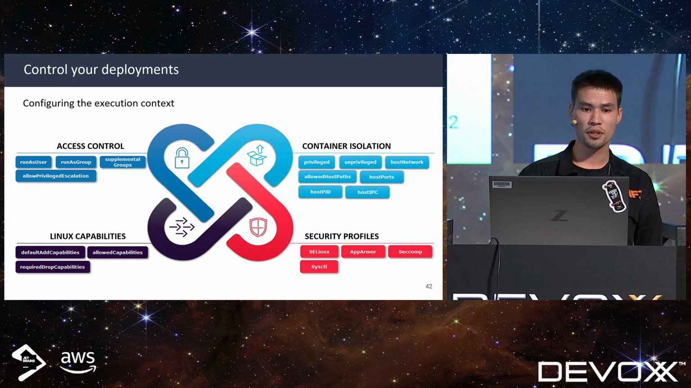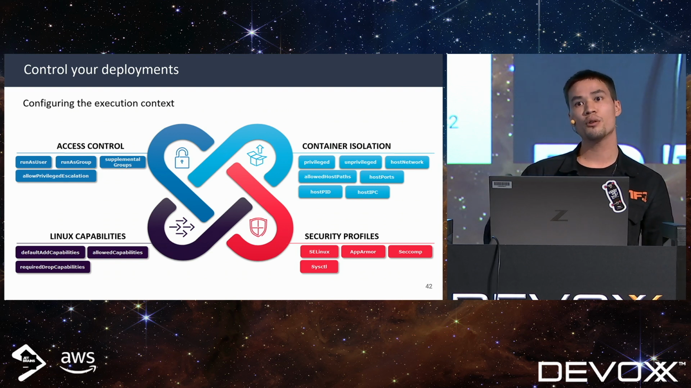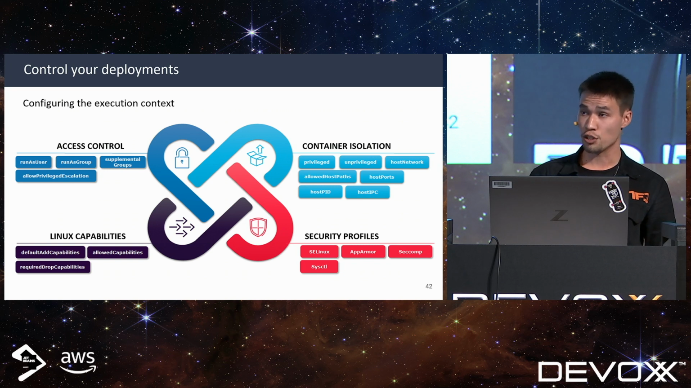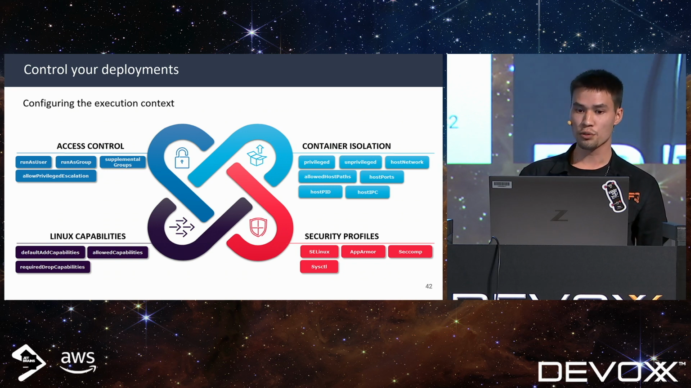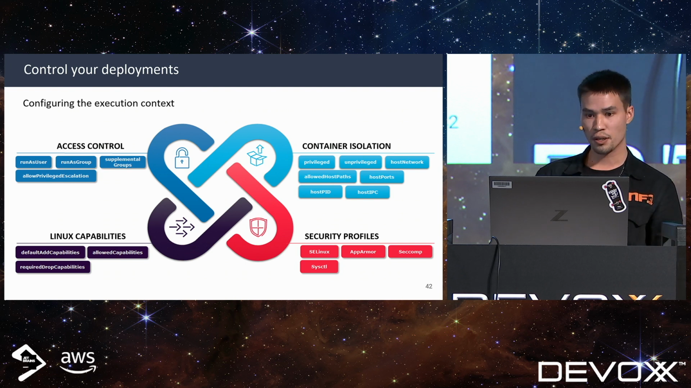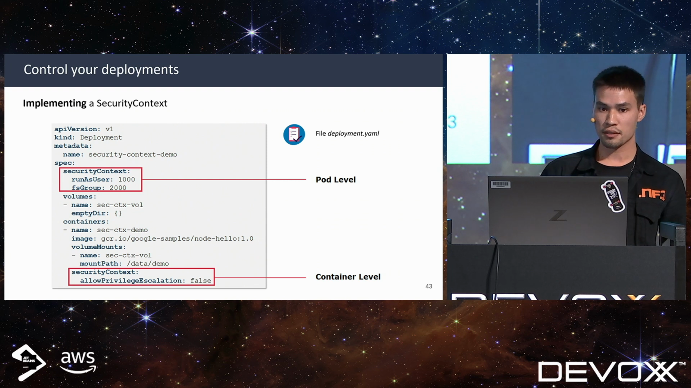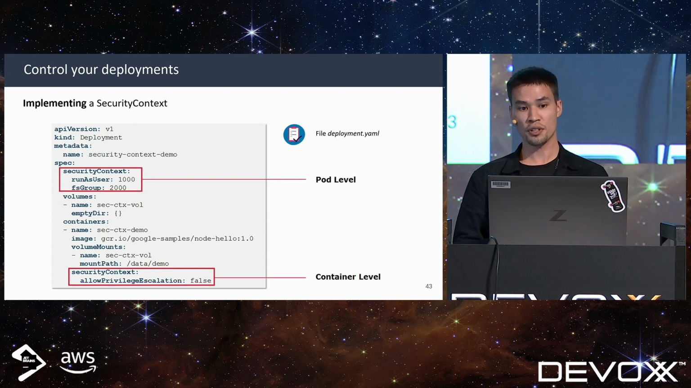We can also restrict the Linux capabilities, meaning that when a container tries to make a specific system call, we will be able to deny and drop those capabilities. And finally, when it's set up in our Kubernetes cluster and infrastructure, I can label my workload to use AppArmor or Seccomp. The way we can do that is to use SecurityContext.